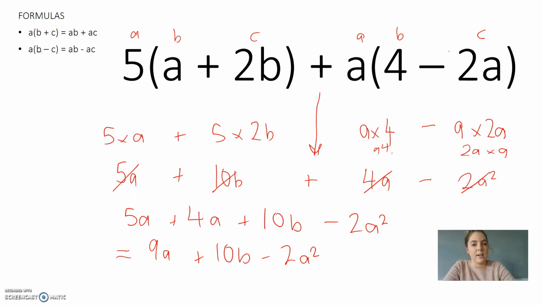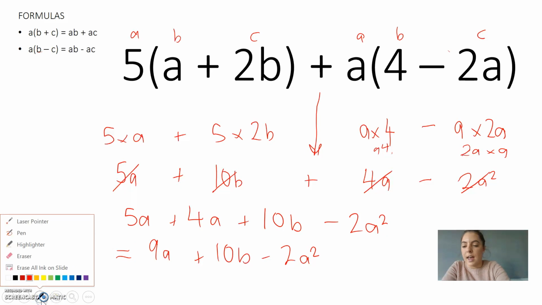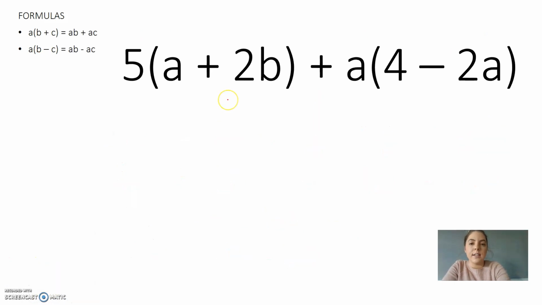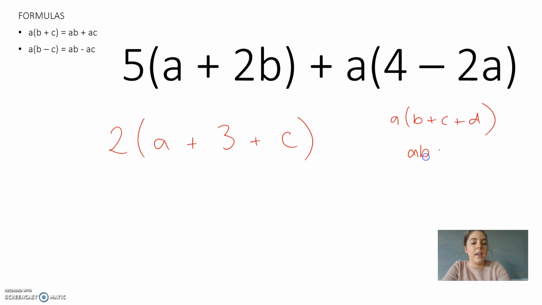It is important to note that sometimes when we have a look at brackets, it doesn't necessarily only have to be 2 terms inside the bracket. We could have 2A plus 3 plus C, and we could still do the same process. Our formula over here would look like this, A, B plus C plus D, meaning AB plus AC plus AD, and that could continue on for as large as the bracket is.